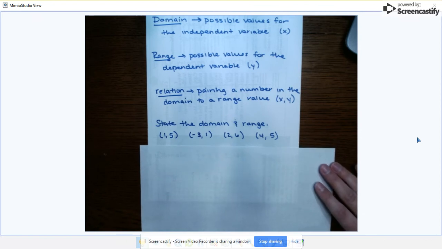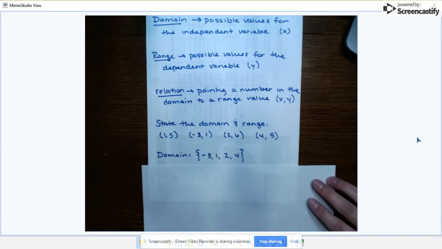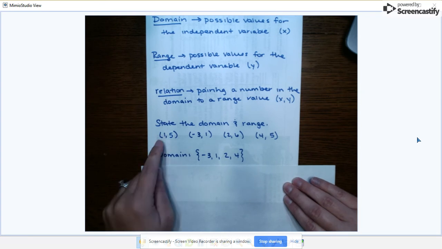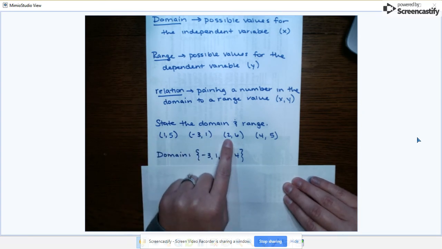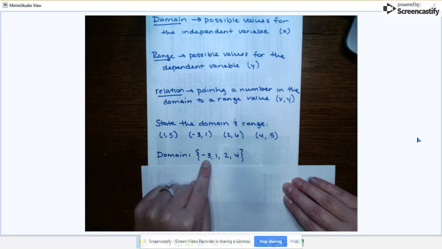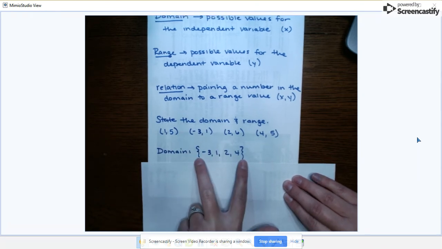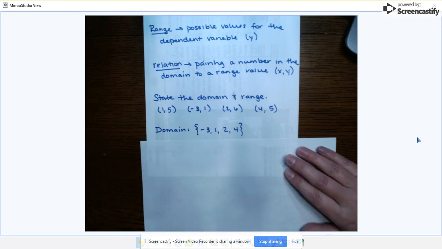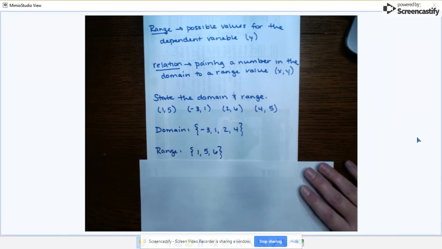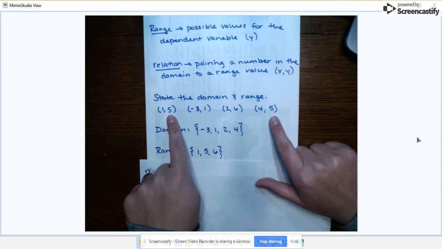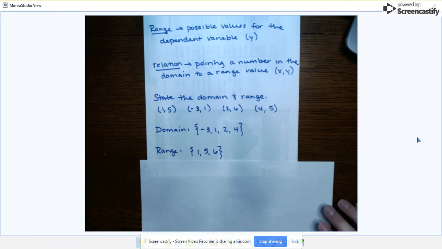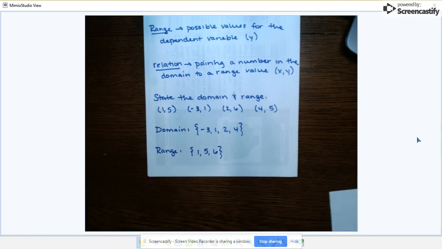This is a relation. We've paired x's and y's together, and we can state the domain and the range of this relation. Well, when we go to state our domain, it needs to be in curly brackets. And our domain are all of the x values. So I'm looking at my coordinate points, and remember the first number is always the x value. We go in increasing order. So our smallest number will be first, -3, and then we go 1, 2, and 4. Again, in curly brackets. Then we list our range. Well, we said range was y values. So here we have two 5s. I don't need to write both 5s. It's just repetitive and unnecessary. So our range is 1, 5, and 6, also in curly brackets.